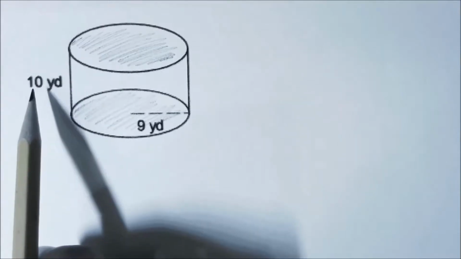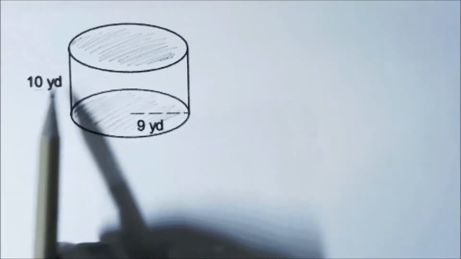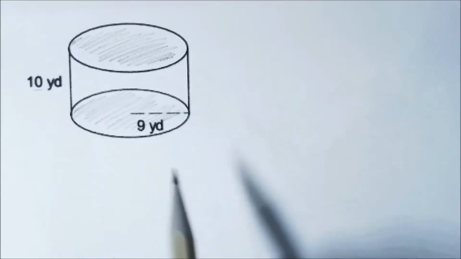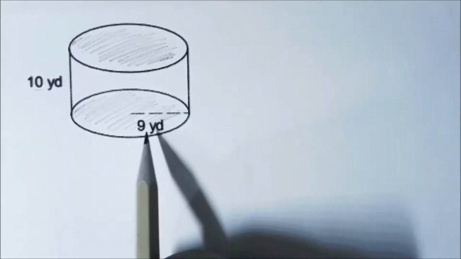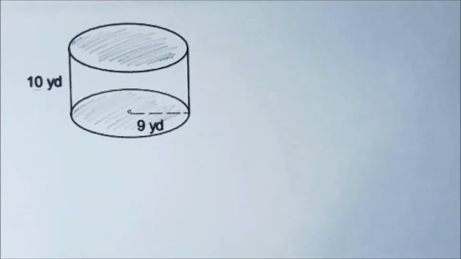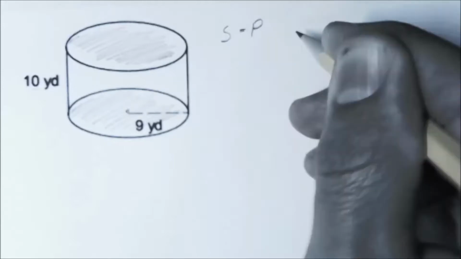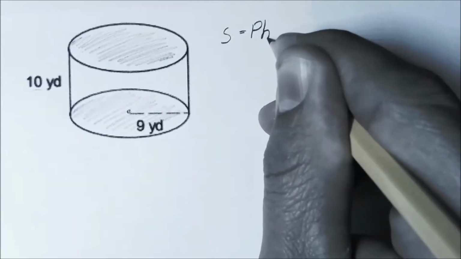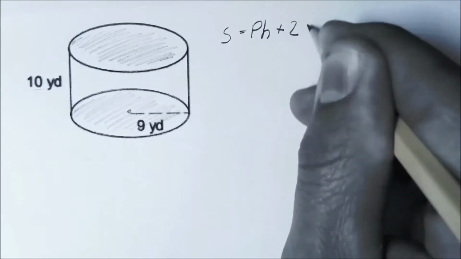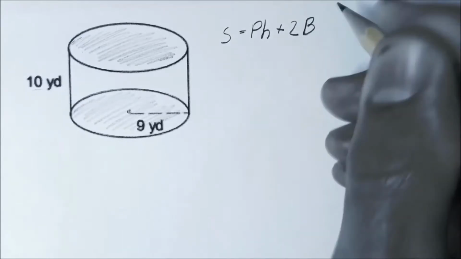Now, once we're looking at this, we know that our height is 10. That's the distance between the two bases. And then it also gives us our radius. In some instances, it may give us the entire diameter. But in this one, notice that it stops in the center, so that is our radius. So what we need to do in order to determine the surface area of this particular shape is use our formula. The formula is S is equal to P, which is the perimeter, times H, which is the height, plus 2 times big B, which is the area of the base.